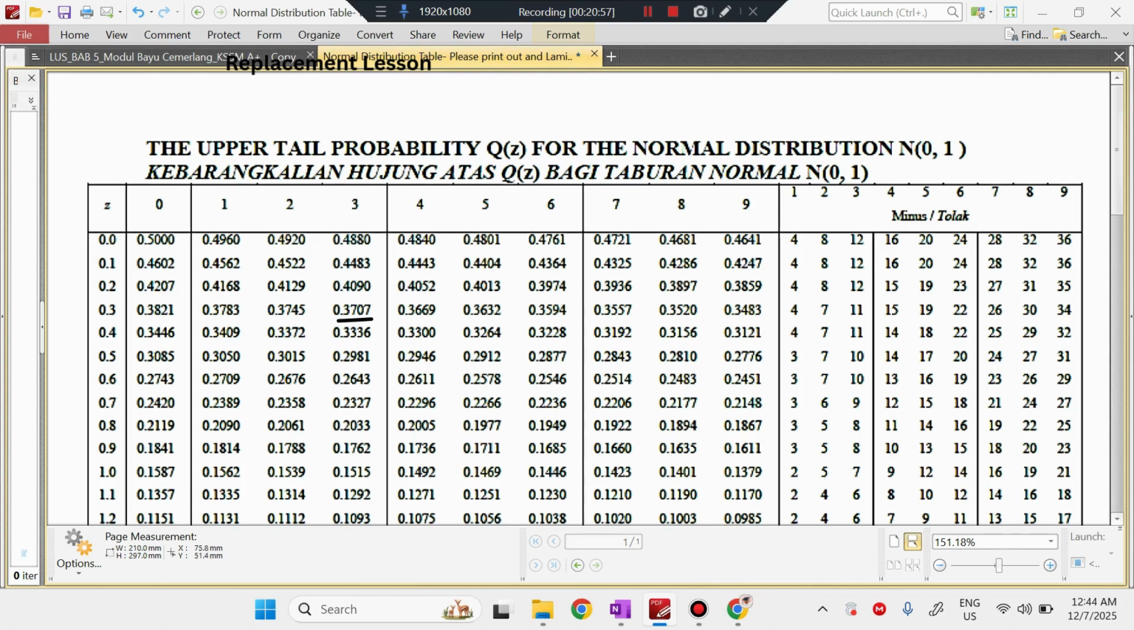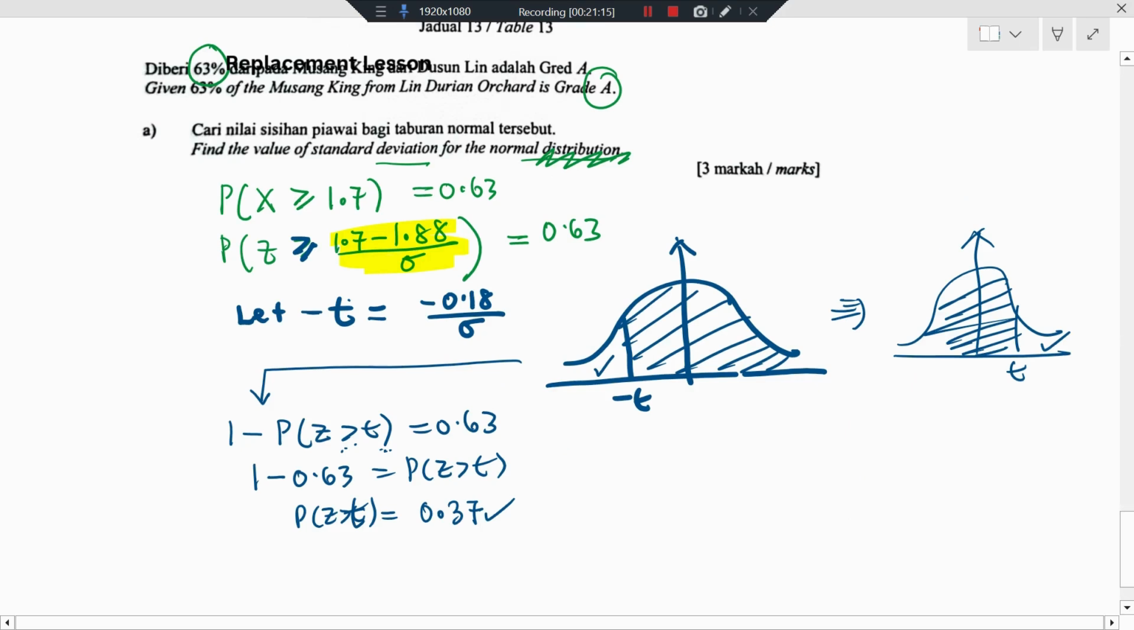0.37 is the closest here, 0.3707. So we need to minus the 7 there. So minus 7 is here. So read your probability: 0.332. So your t is equal to 0.332.